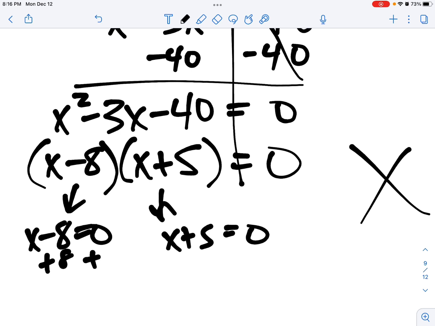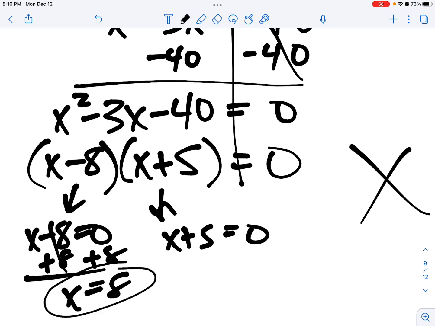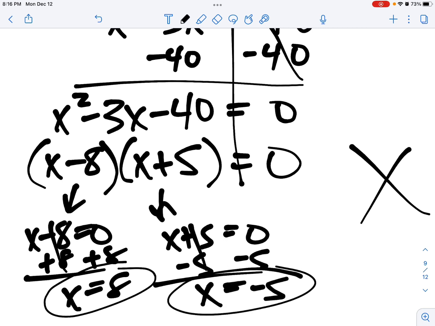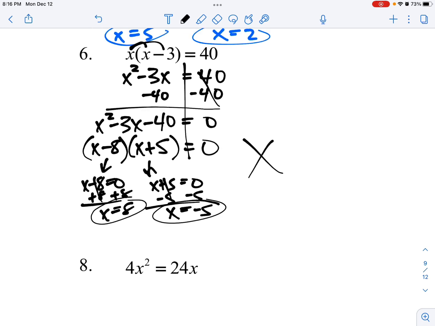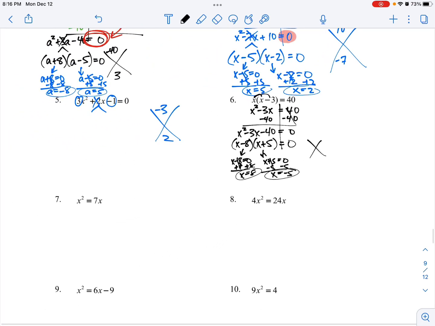I'm going to add 8 on both sides here. Apologies for going too fast. Pause the video if you need to. I have 8 and -5 as my two answers. A bunch of these just look kind of weird.